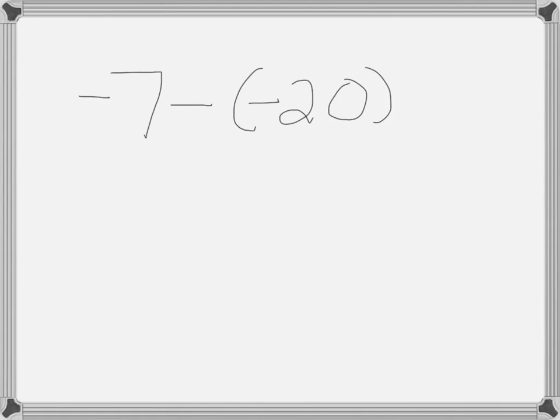Negative 7 minus negative 20. Add the opposite. Change subtraction to addition. Change the negative 20 to positive 20. Negative 7 means I owe 7. Positive 20 means I have 20. So if I owe 7 but I have 20, I can pay off my $7 debt and still have $13.